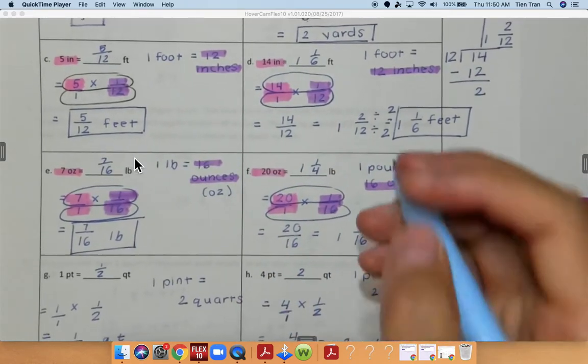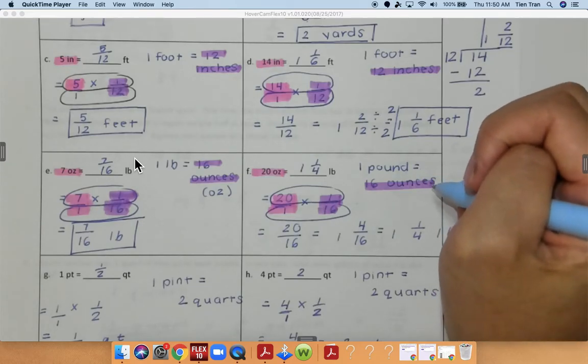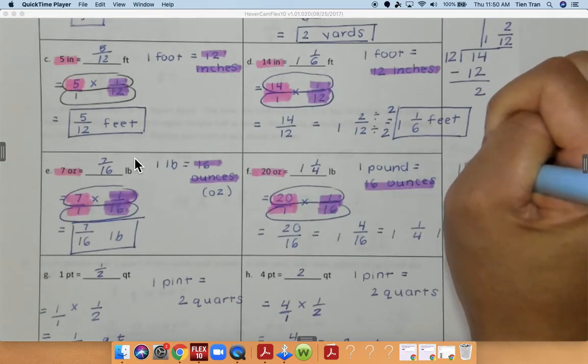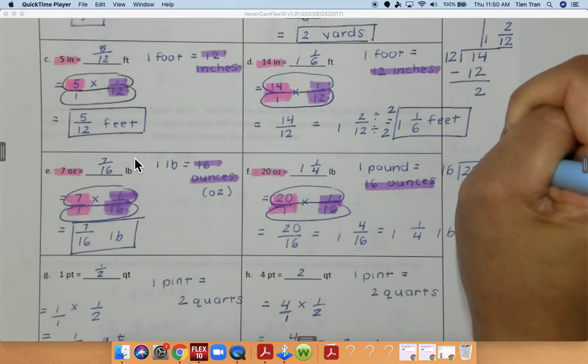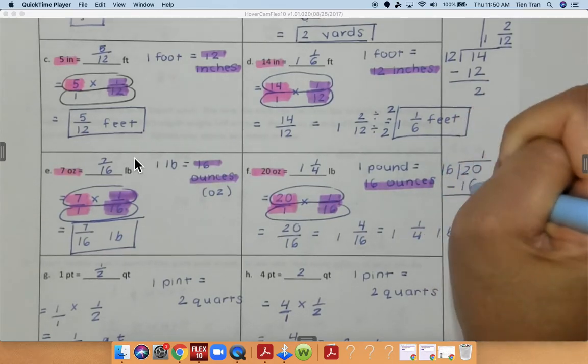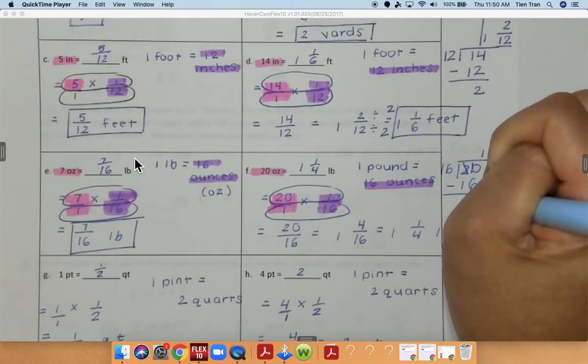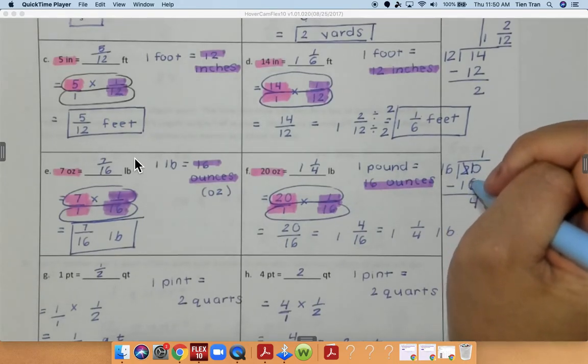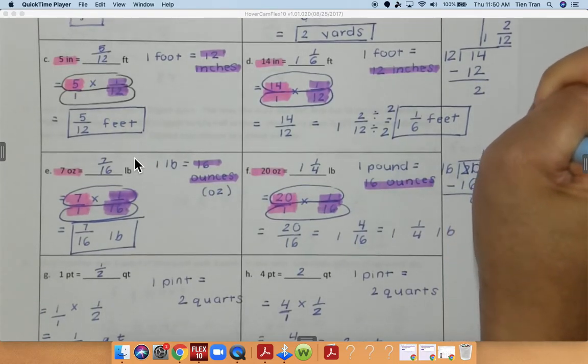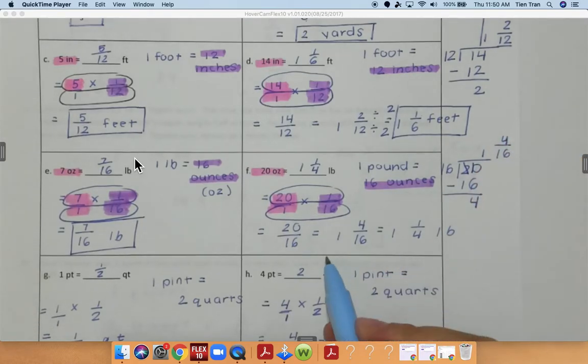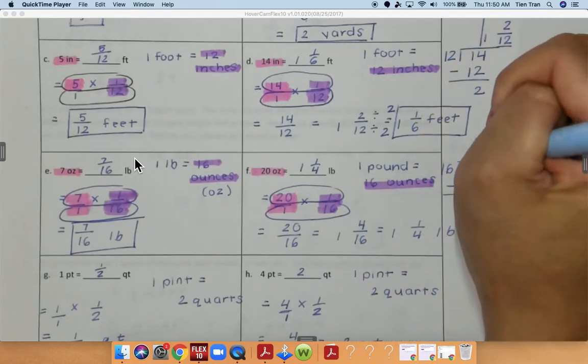I can divide this, so that's what I'm going to do. I am going to divide 20 divided by 16. 16 can go into 20 one time, subtract. 10 minus 6 is equal to 4. 2 changes to 1. So my remainder is 4 and my denominator is 16. That's where I get 1 and 4 sixteenths from.